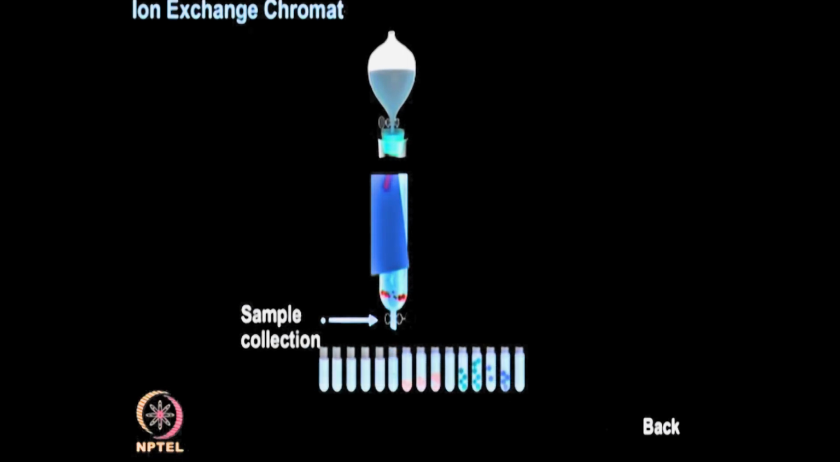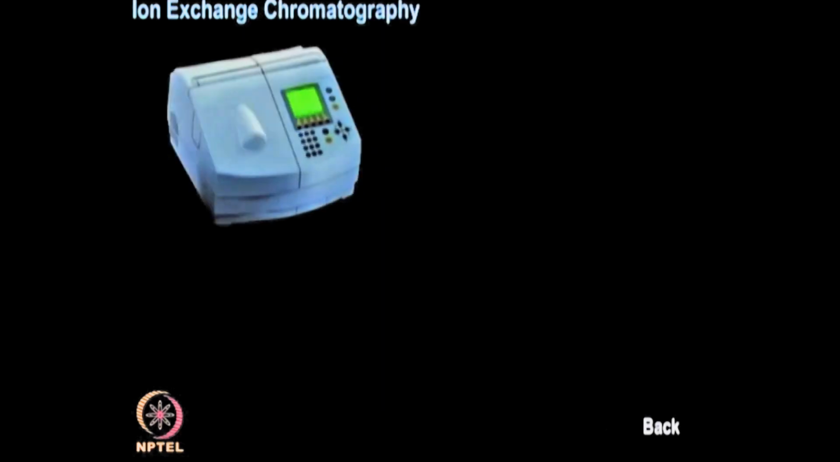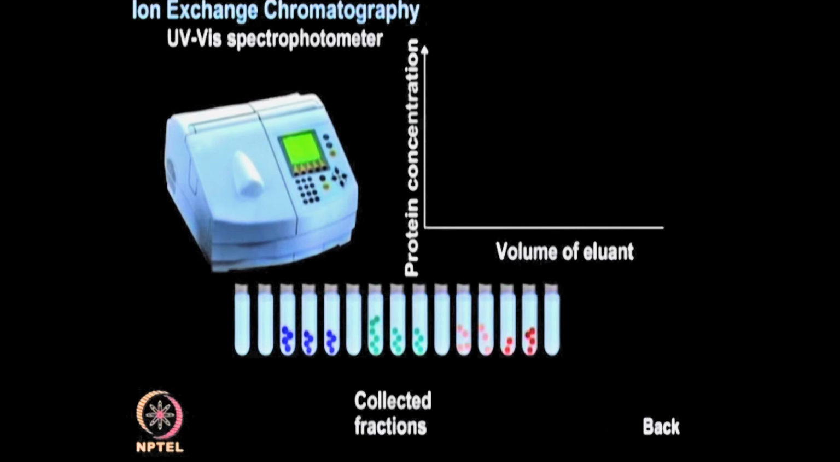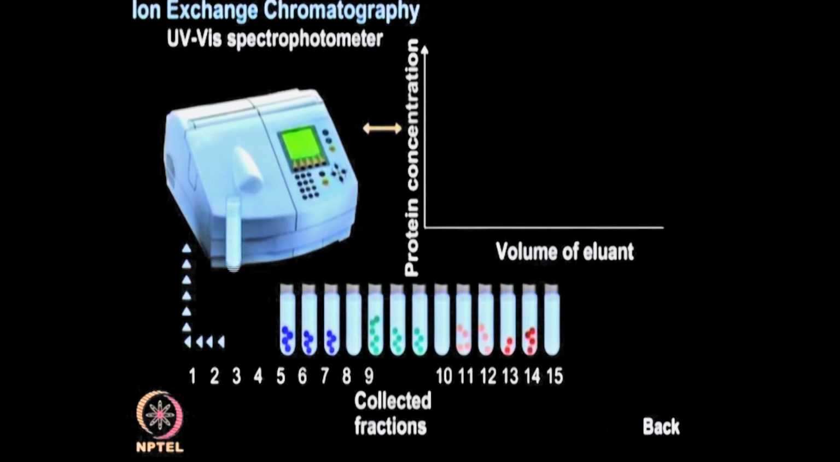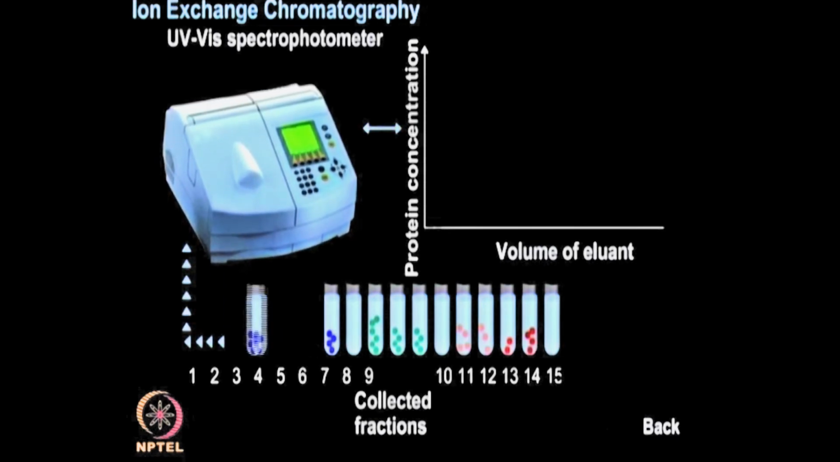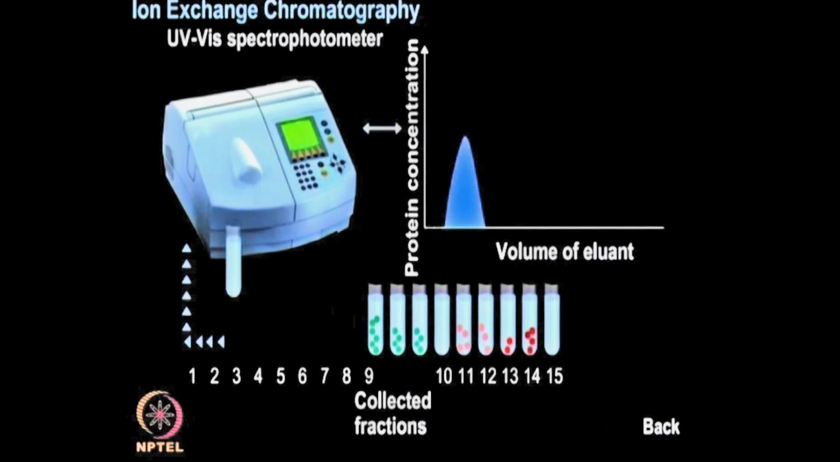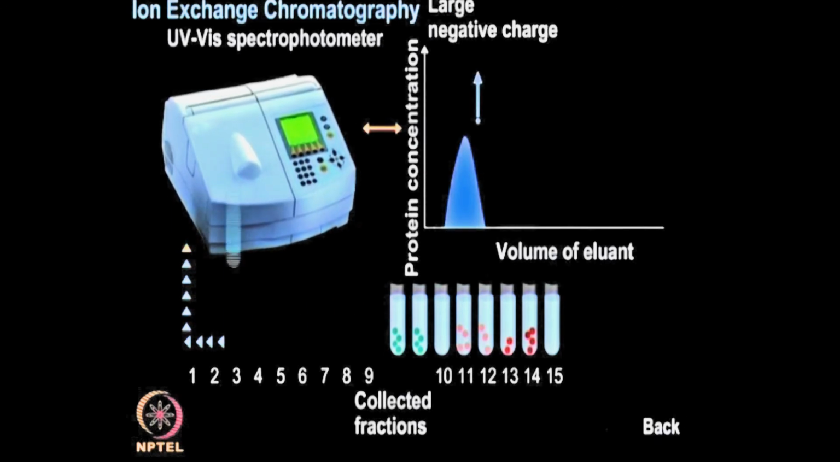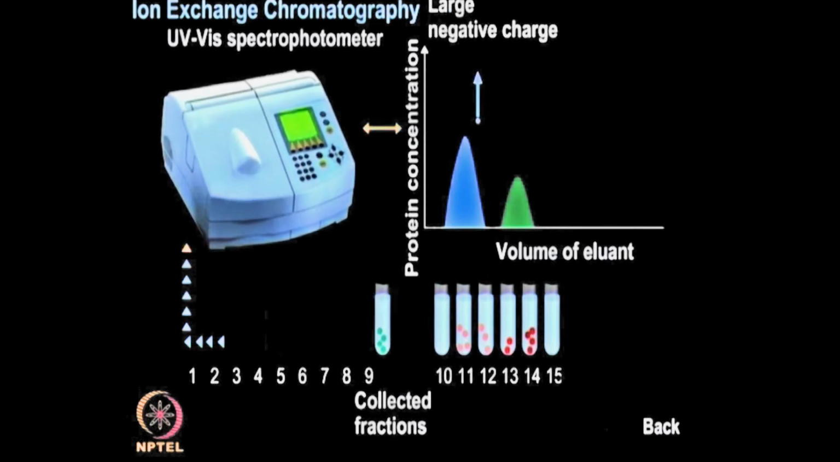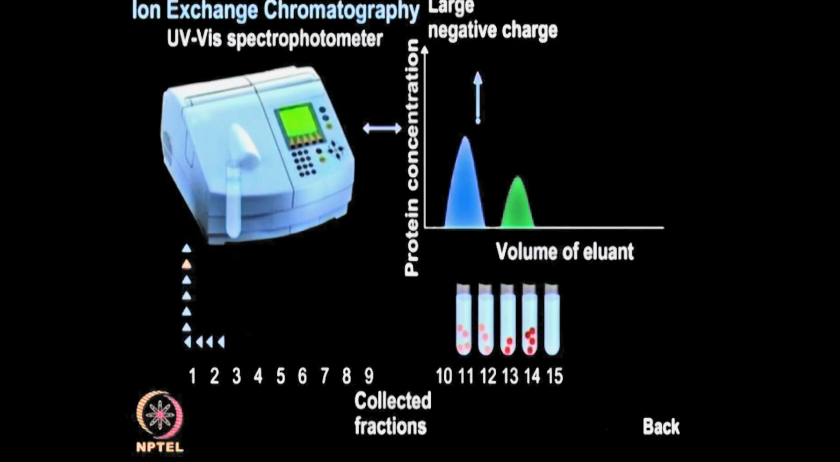So, analyze these fractions for their protein content by using a UV-visible spectrophotometer at 280 nanometers. A graph of eluent volume versus protein concentration can then be plotted. In this particular example, the negatively charged molecules come first and then the positively charged fractions come later.